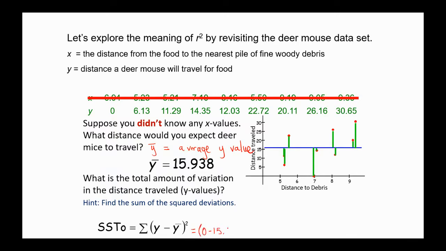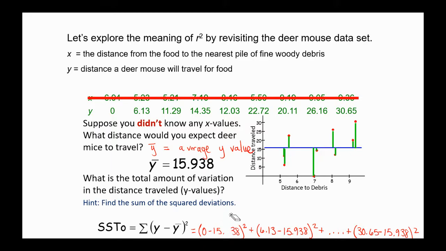0 minus 15.938 squared plus 6.13 minus 15.938 squared. And we just keep doing this all the way through till we get to our last data point. 30.65 minus 15.938 squared. So we would calculate all of that.